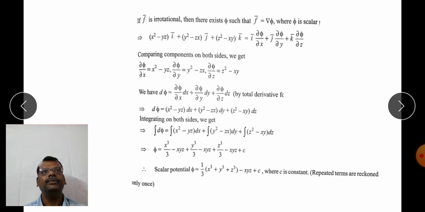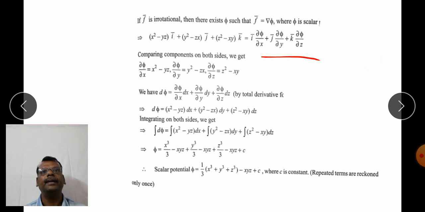For that, we take F bar equal to del pi. F bar is equal to x square minus yz i bar plus y square minus zx j bar plus z square minus xy k bar, and del pi is nothing but grad pi. Grad pi is equal to i dou pi by dou x plus j dou pi by dou y plus k dou pi by dou z.